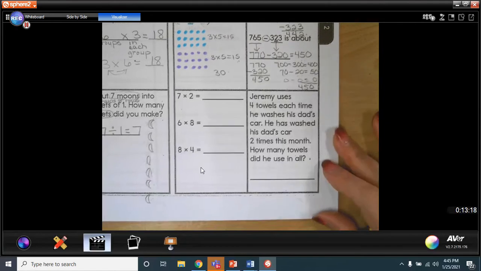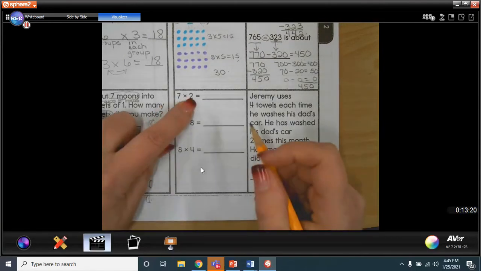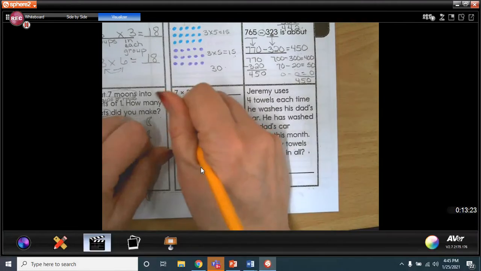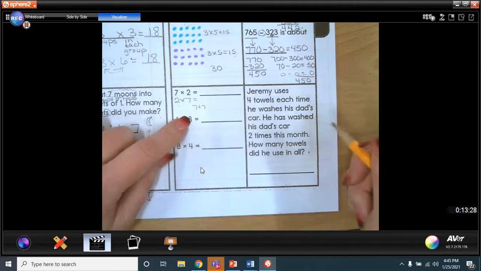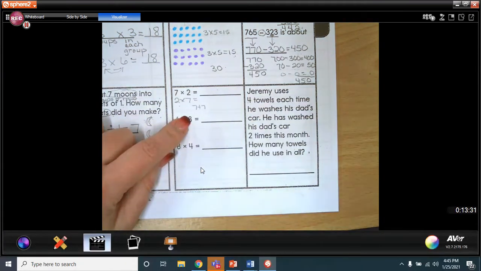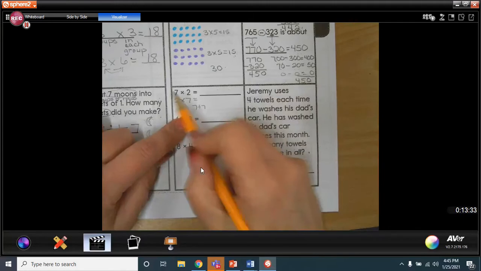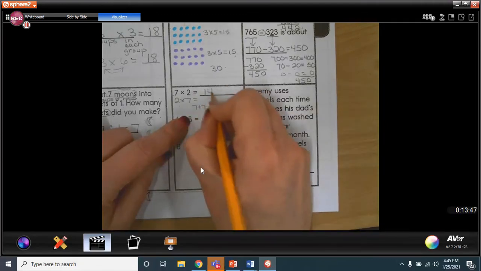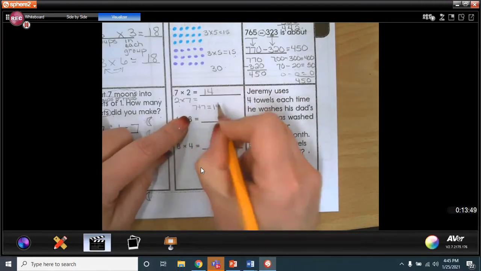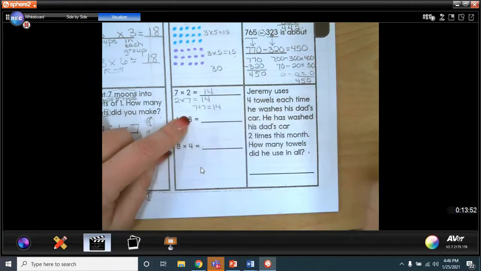Okay, let's take a look at our multiplication equations here. I have 7 groups of 2 or 2 groups of 7. Now to me, it's easier to add 7 plus 7 than it is to count by 2's, 7 groups of 2. But either way, whatever is easier for you, if you want to count 7 groups of 2 or 2 groups of 7, it's still going to add up to be 14. So 7 plus 7 is 14. So 2 groups of 7 is 14.